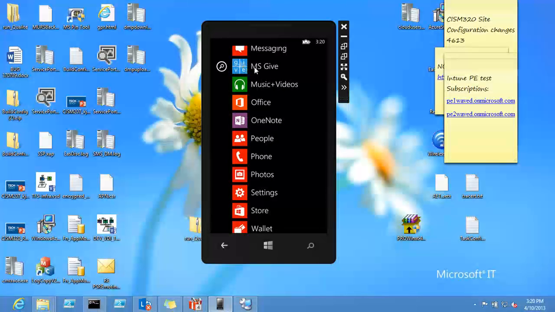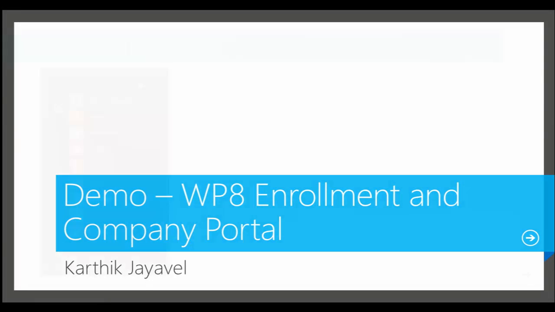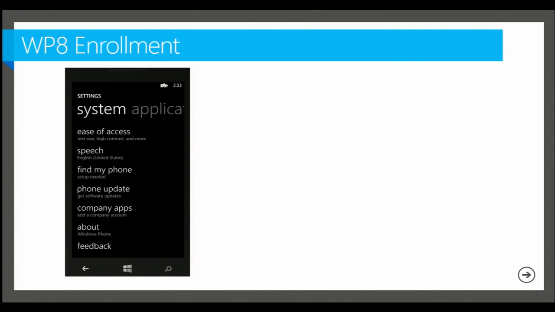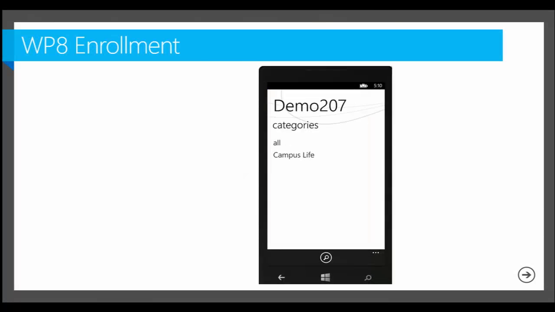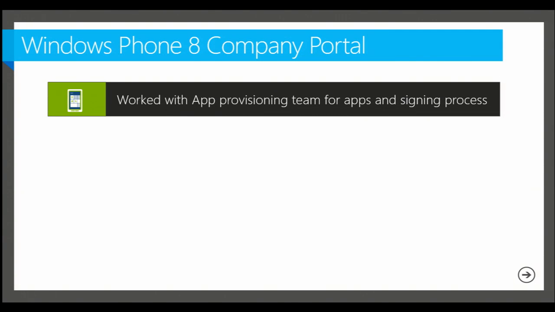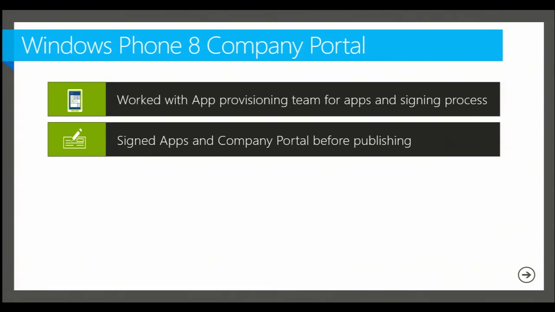Let's switch back to the presentation, and we talk about how we did this at the back end. This is the screenshot, just in case there is any network failure for the presentation. So first of all, we worked with our app provisioning team to get the signing process ready, because all apps need to be signed for an enterprise publishing. We have a separate signing team to get any app for Windows Phone 8 as well as Windows 8 desktops. So we worked with them to get that process formulated. Second, we signed all the apps that need to be published as well as the company portal that we just showed. We signed all of them together.